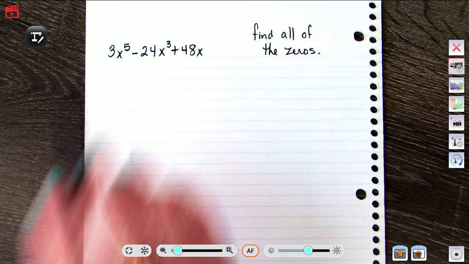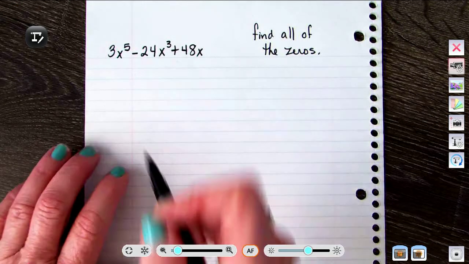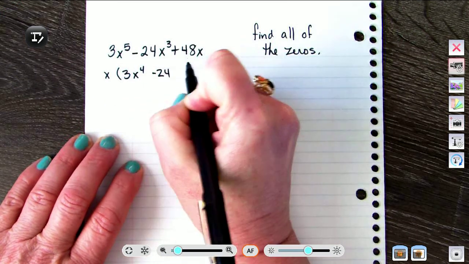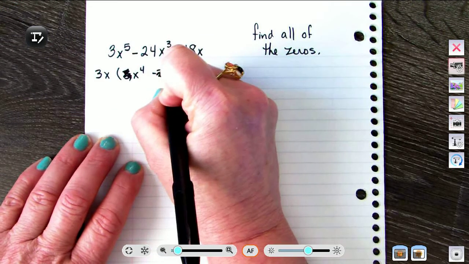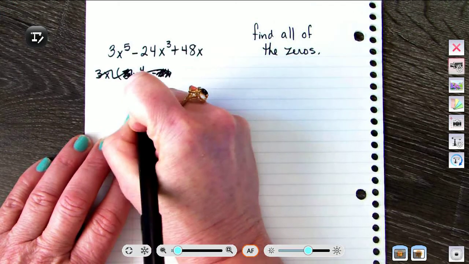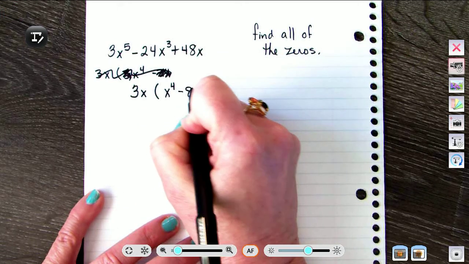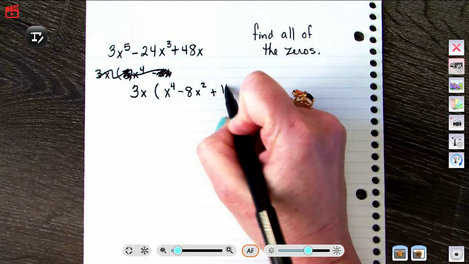So it's going to be something that we can handle. I see a 5th degree polynomial, so that means we will have 5 zeros. I also am going to take a step back, looking for something simple first, and I notice that there's an x in all of my pieces. And actually I see a 3, so I'm going to pull that 3 out. So let me start that over. So 3x, and then I'll have an x to the 4th minus 8x squared plus 16.